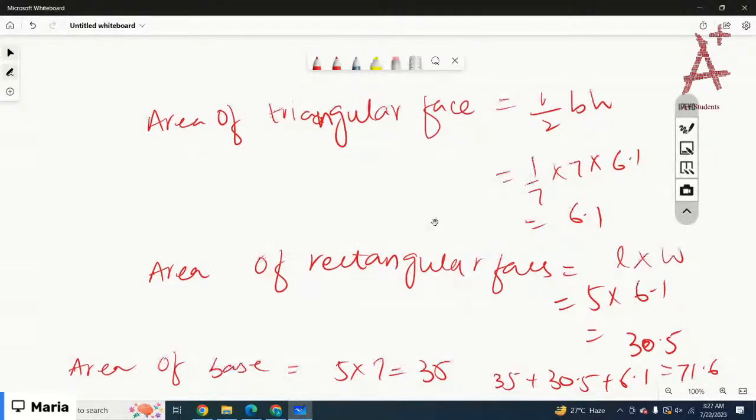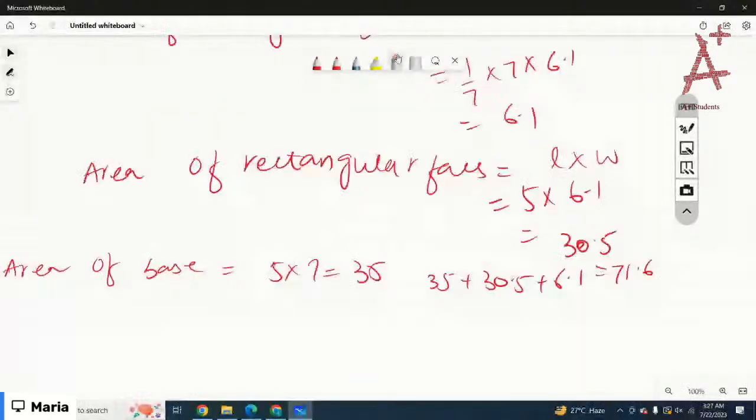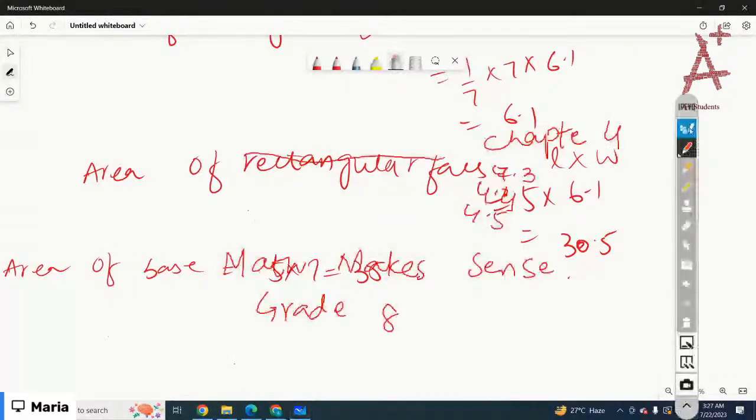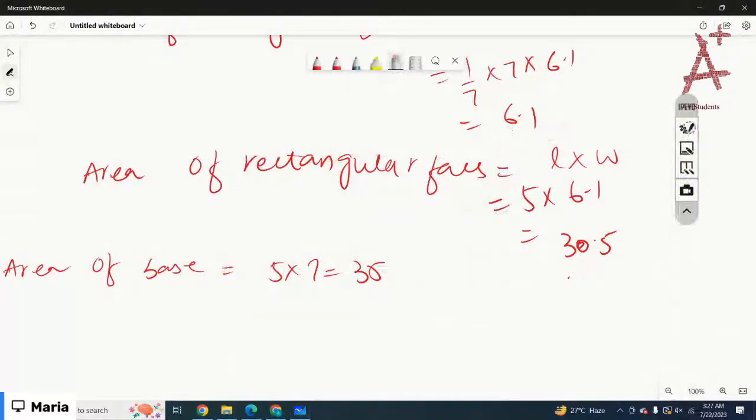Hold on. You have two rectangular faces. You have to add them twice. You have two rectangular faces. You have to add it twice. And also, what's wrong? The area of a prism is, just add up the area of all the faces.